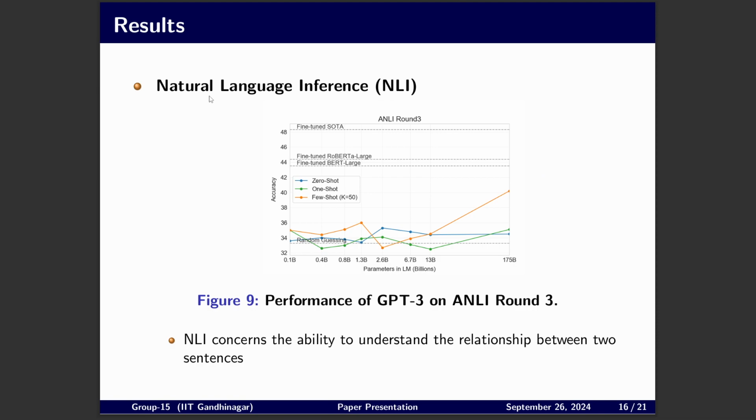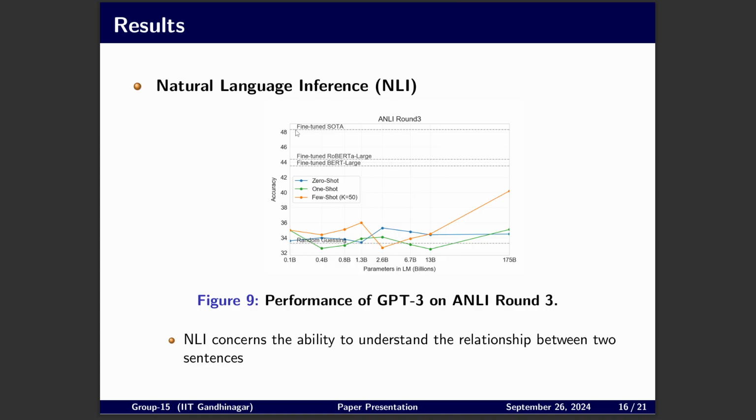So in natural language inference, we check the model's ability to understand the relationship between two sentences. We give it one sentence, and then we give it a second sentence. We are trying to check if the second sentence is a correct completion of the first sentence, or a contradiction of the first sentence, or neutral. So that's what we check in natural language inference.